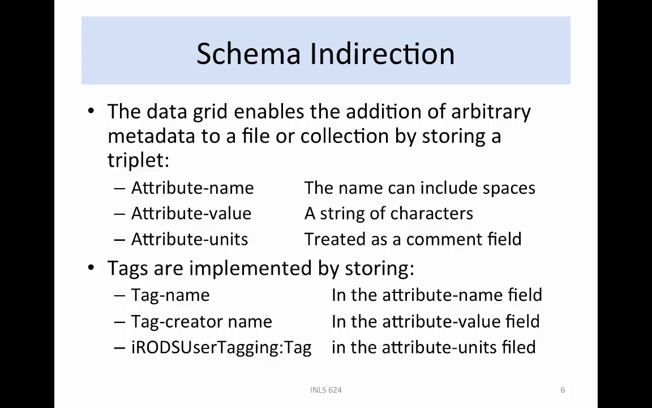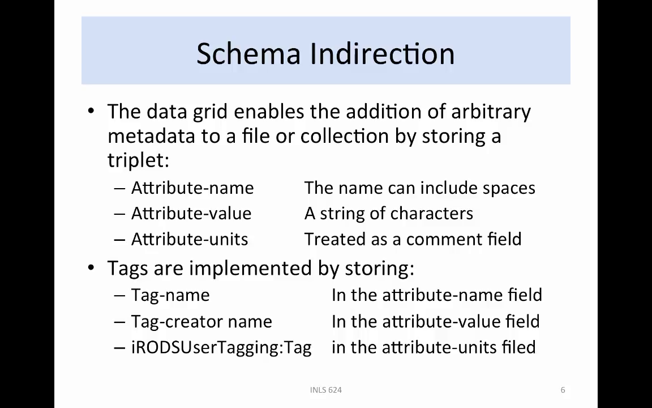Metadata can be added to any collection or file that is unique to that object. To enable this, Schema Indirection is used. Each metadata attribute that is added consists of a triplet. The metadata attribute name, note that the name can include spaces. The metadata attribute value, this is stored as a string. The metadata attribute units, this field is also used to store comments.